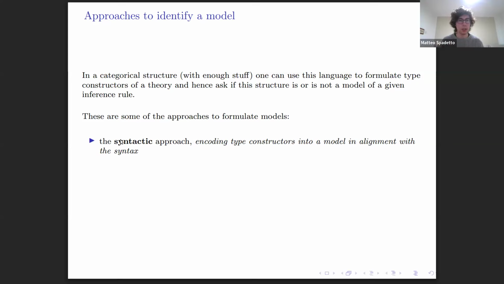So first of all, I distinguish a syntactic approach where we typically encode these type formers, these type constructors, into a structure, into such a general structure, because in fact these structures can be very general, can be of different types. In the syntactic approach, I was saying, we do the encoding of type constructors or of inference rules, let's say, into such a structure in alignment with the syntax. So we literally copy-paste the inference rules using the internal language we have just defined.